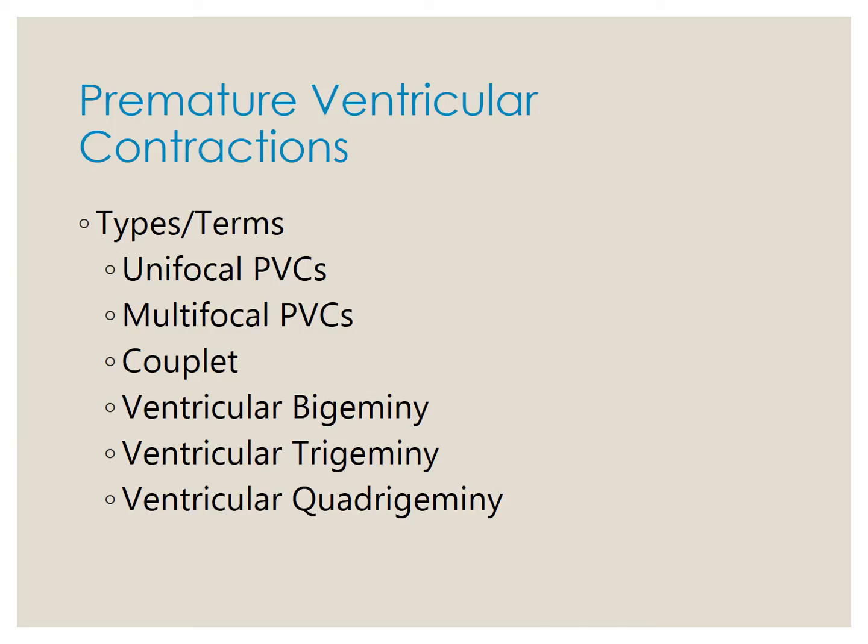Okay, so premature ventricular contractions, there's different types and terms. We've got a unifocal PVC. This is a single focus in one area. The morphology or waveform will look the same. Many times somebody that smokes, you may see unifocal PVCs on their EKG.